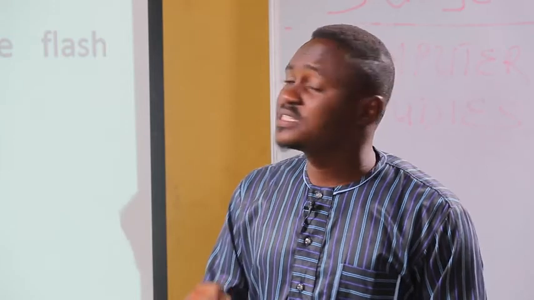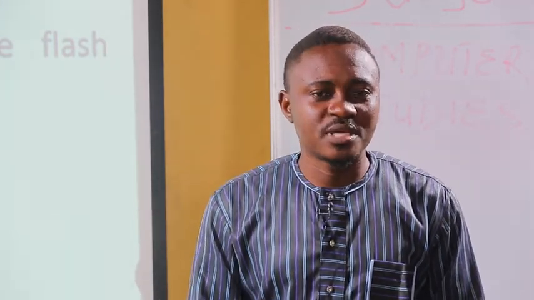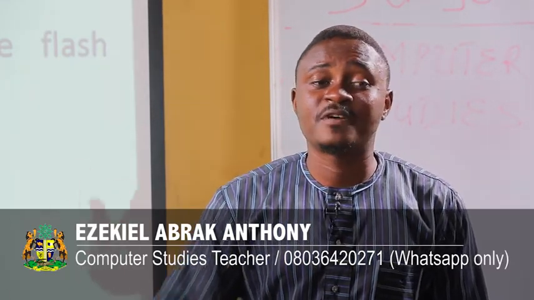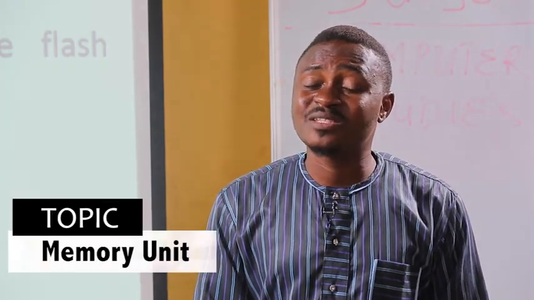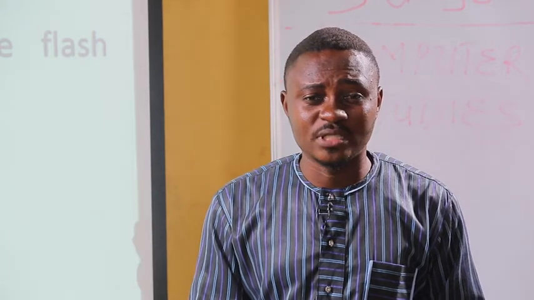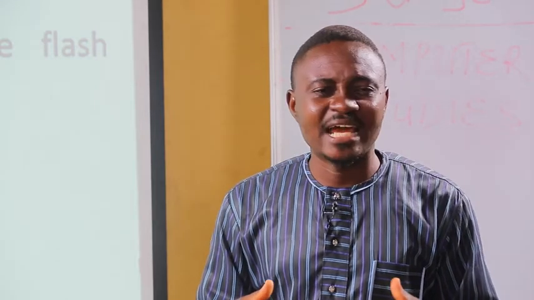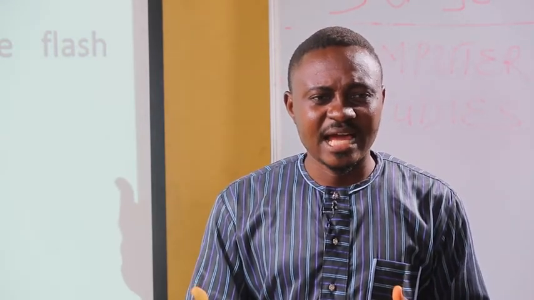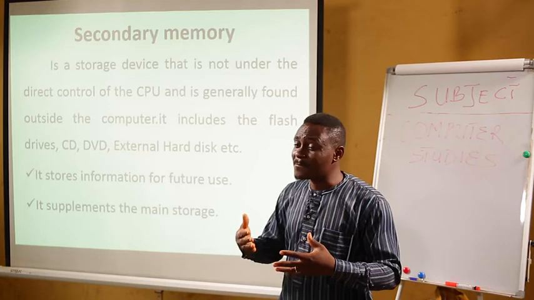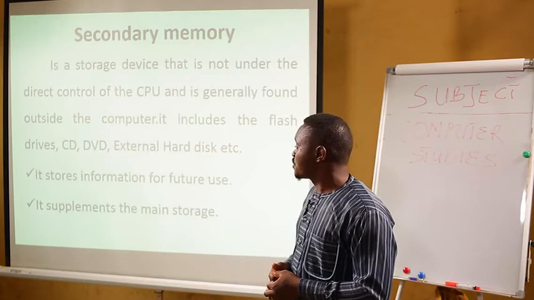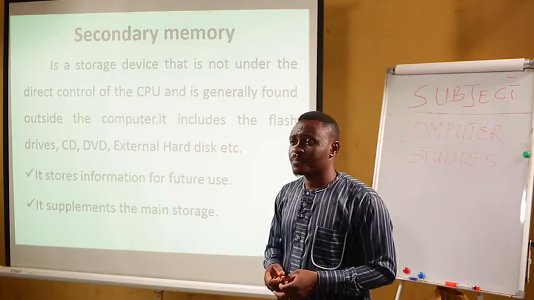The secondary storage devices are not under the direct control of the central processing unit, unlike the primary storage device, that we actually need for every process to take place. But the secondary is not under the direct control of the central processing unit. They are devices that are able to keep data, or numerous massive data. It stores information for future use.